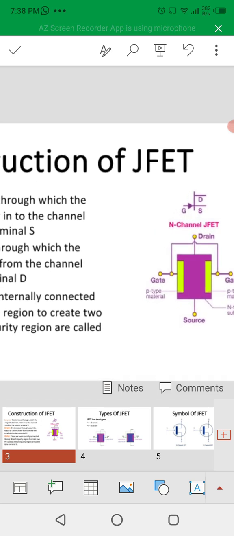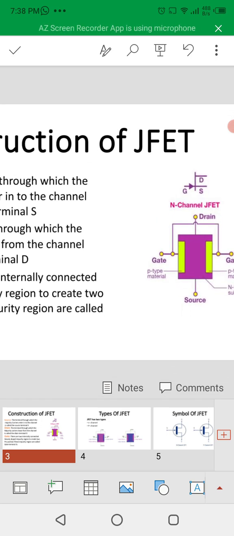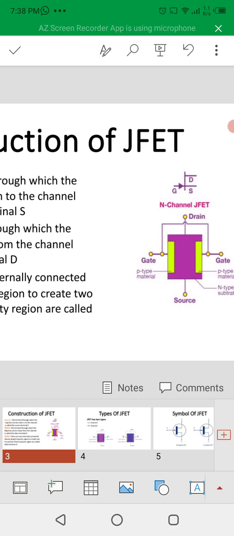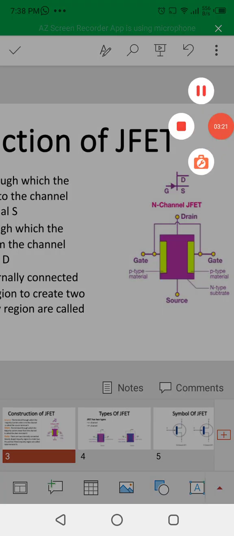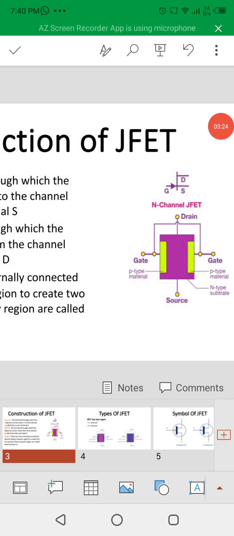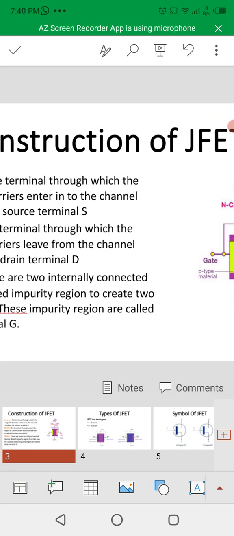Firstly, we should know what is a channel. Everyone should know what a channel is. The JFET has a channel of semiconductor material doped to contain positive charge carriers or negative charge carriers, like electrons and holes.